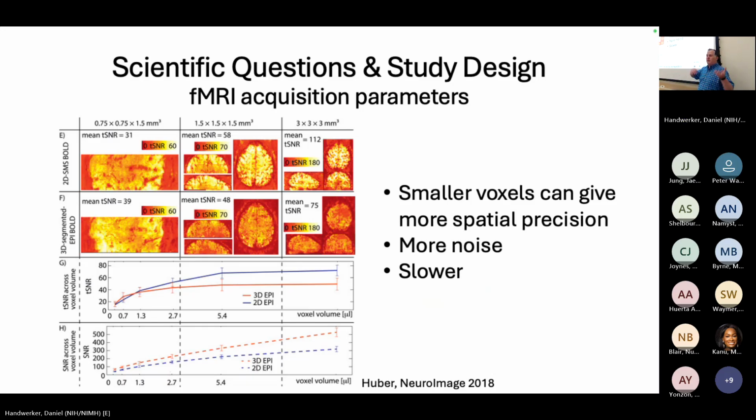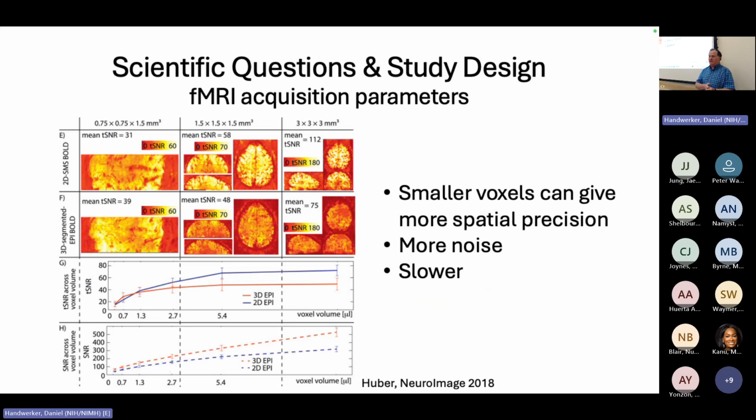You might say, hey, I got this from someone's data for 2 millimeter voxels, and I'm now going to do much smaller voxels. And suddenly it turns out there's another option that would have been much better. So this is just another way to think about these parameters.